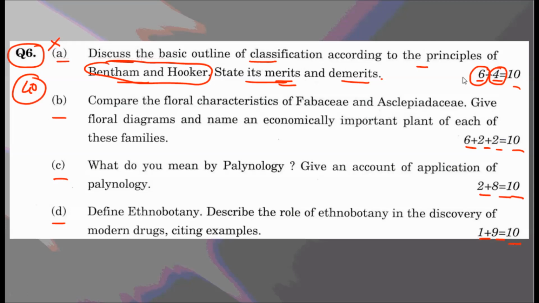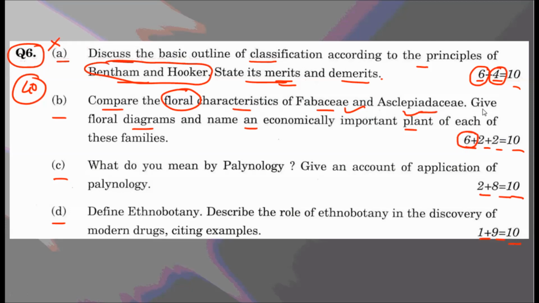All right. In the next question, they have asked to compare the floral characteristics of Fabaceae and Asclepiadaceae, give floral diagrams, and name an economically important plant of each of these families. In the first part of the question, you have to compare the floral characteristics of both families, that is the Fabaceae family and the Asclepiadaceae family. And for this you will get 6 marks.